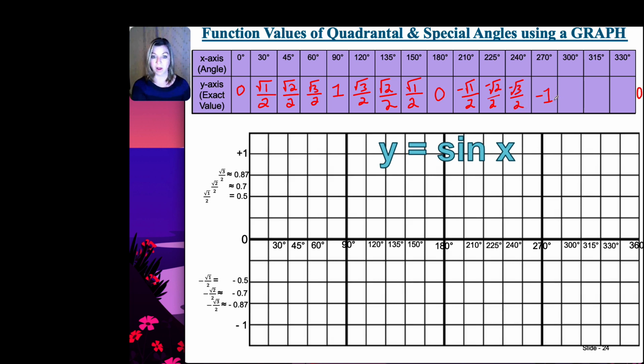We get to the -1, and then it's the mirror image. So this one reflects to here, negative radical 3 over 2, followed by negative radical 2 over 2, and last is -1/2. We did it. Okay, so we have a good way.